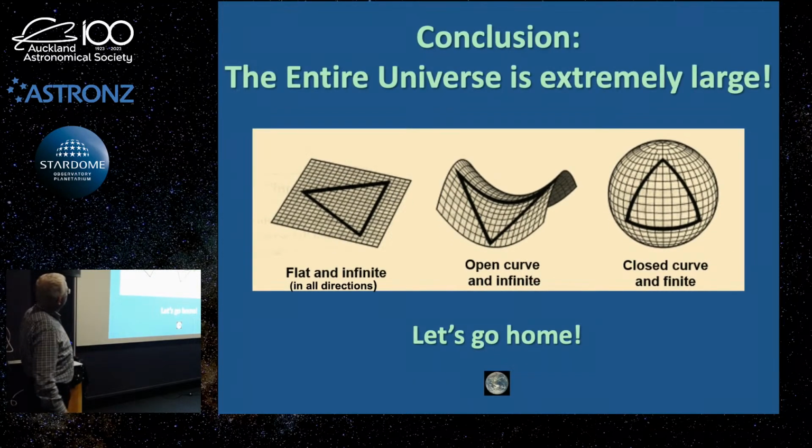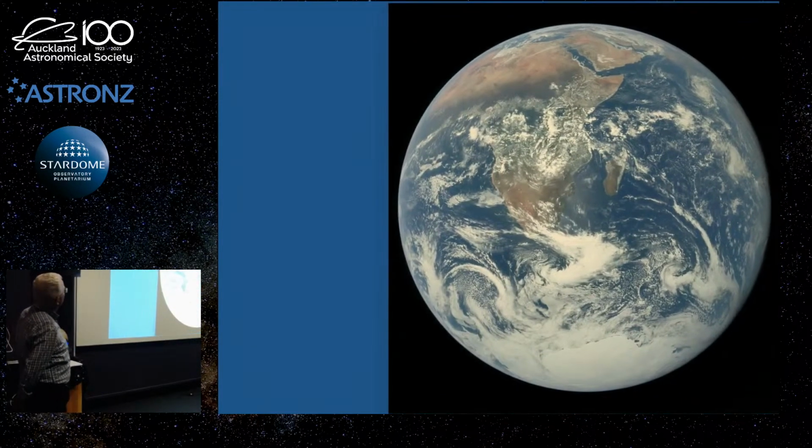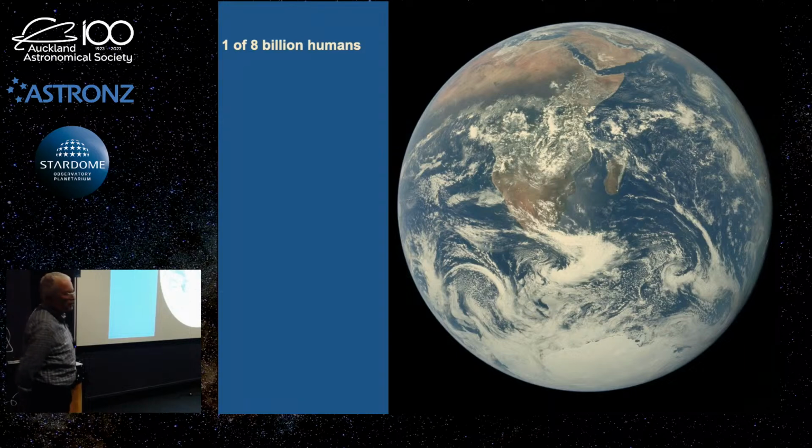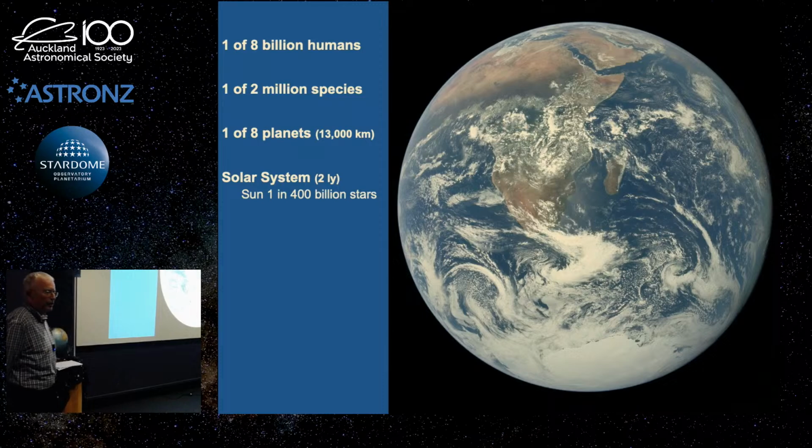So, the conclusion is the entire universe is extremely large. So let's just go home and wrap up with our Earth. If you think you're special, you're 1 in 8 billion human beings. And us humans are one of 2 million known species. Planet Earth is one of 8 planets, about 13,000 kilometres across, which is part of the solar system, which is about 2 light years across.